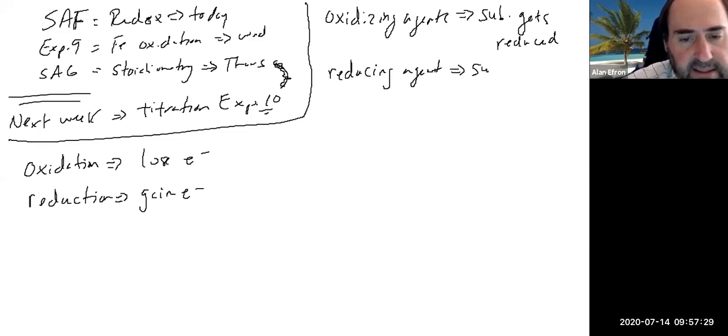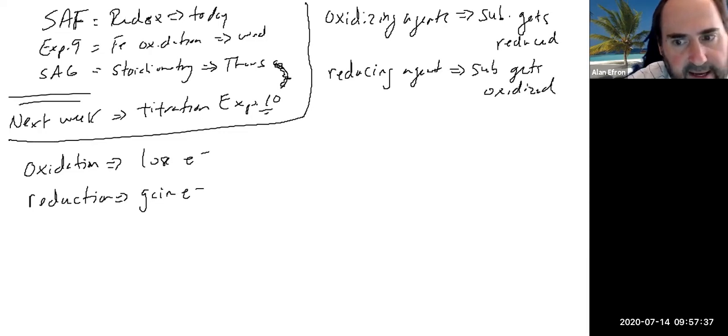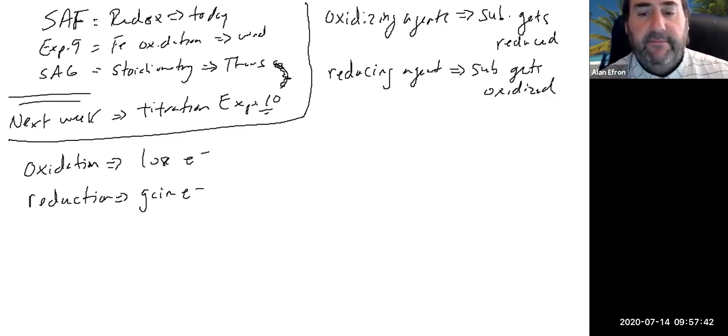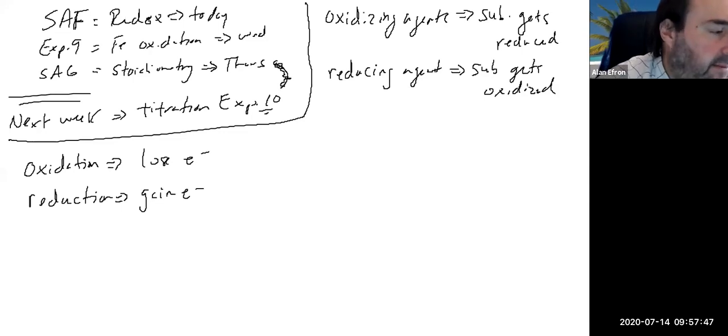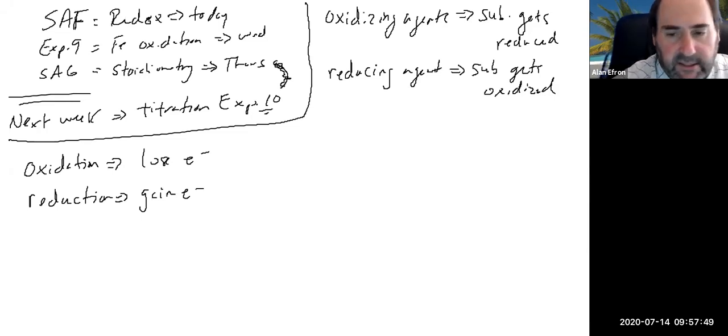The reducing agent is the substance that gets oxidized. The reason they're named opposite of that is because they cause the opposite to occur. The oxidizing agent causes the oxidation of something else, which means that other substance is going to lose electrons, and the oxidizing agent itself gets reduced. Vice versa, the reducing agent causes something to go through reduction, which means something gains electrons. In order for it to gain electrons, the reducing agent itself has to be oxidized and lose those electrons.